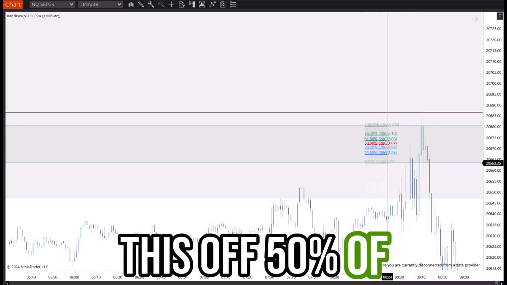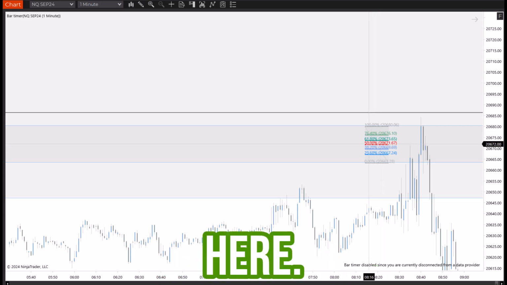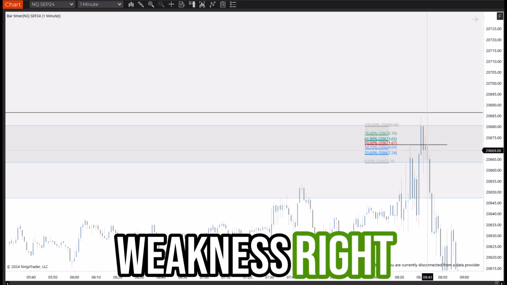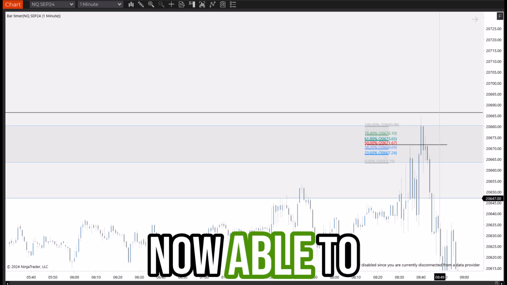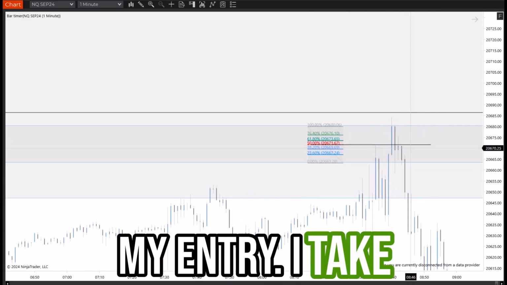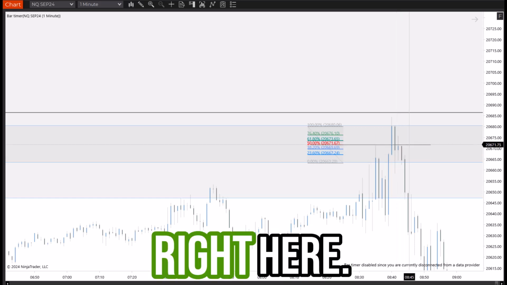50% of the fair value gap is over here. This tells me that there's weakness right here in the market. We're not able to close above this range. So my eyes are peeled for an entry. I take an entry from right over here off of this fair value gap.